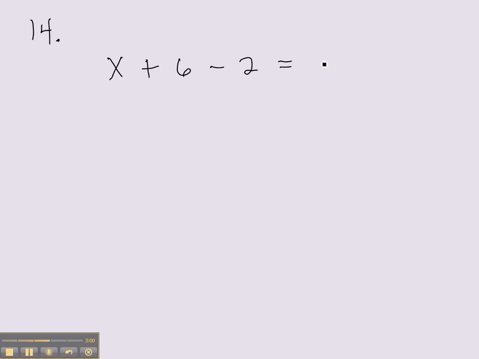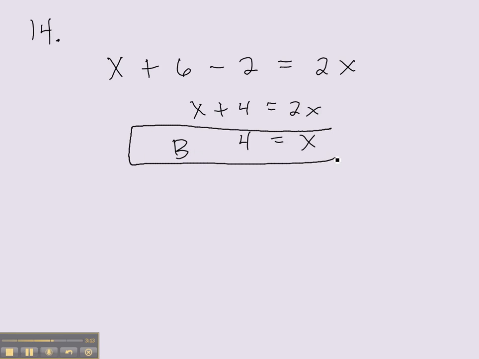So that means x plus 4 is equal to 2x. So we subtract x from both sides. So there were 4 cars in the parking lot. B. If you don't like the algebra, which you may not, just do some guessing and checking with the answer choices and see which one makes sense. Let's look at number 15.